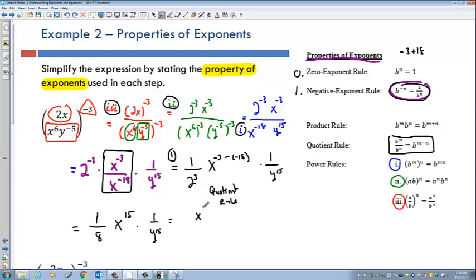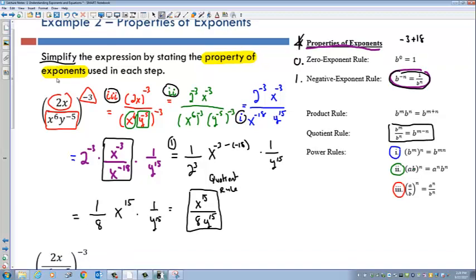We can put this back together and get x to the 15 over 8 y to the 15th. And that's our answer. Now that's sort of a roundabout way to get at it, but the idea is, do you understand how to use these properties of exponents? And it relies not a bit on my intuition. What I am doing is I'm just looking at these pictures on the left and then replacing them with the ones on the right. And that's what we mean by simplifying the expression.